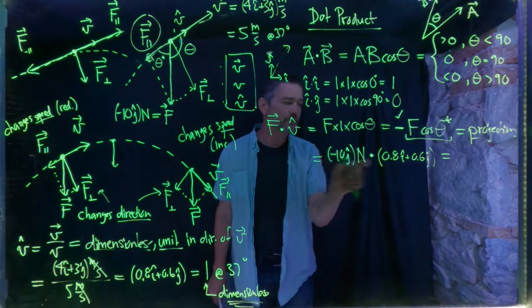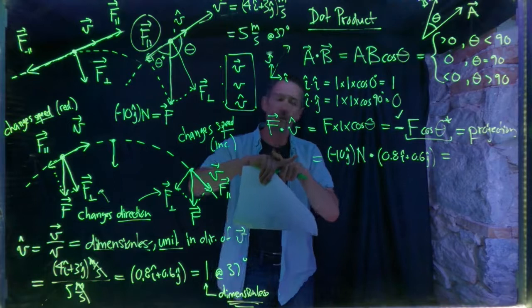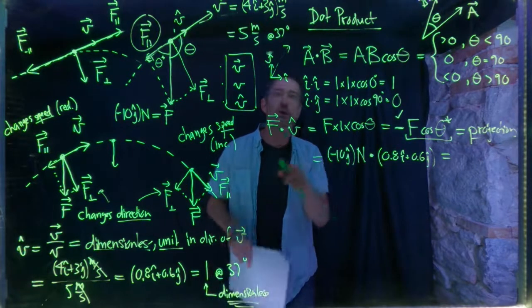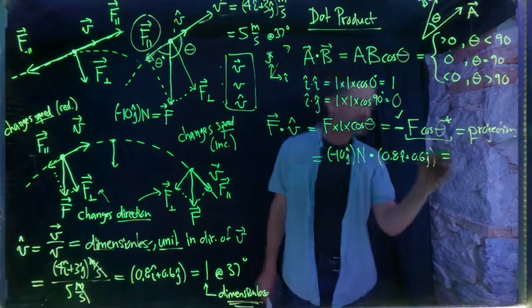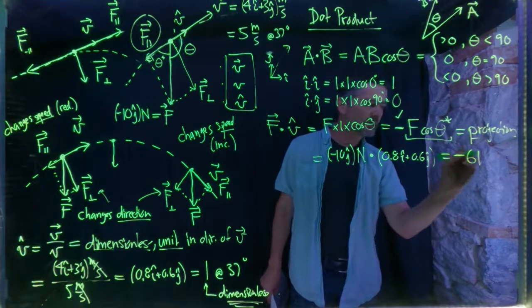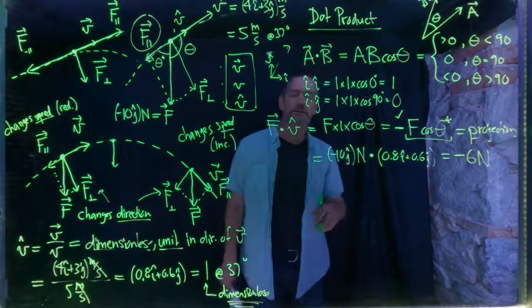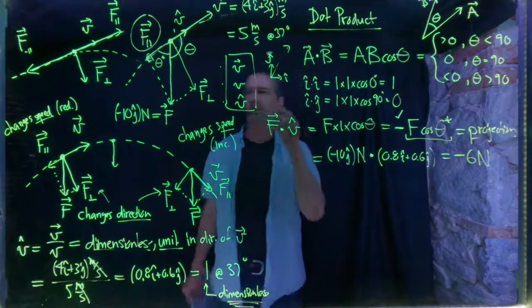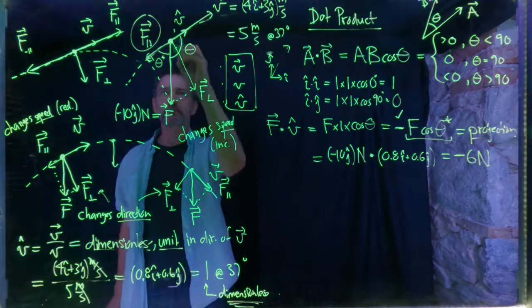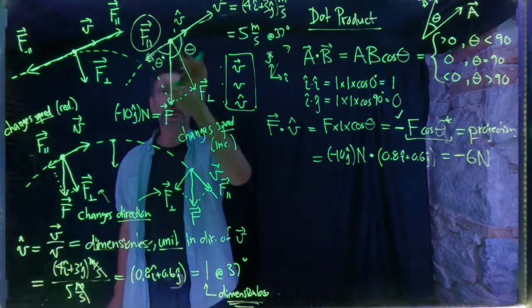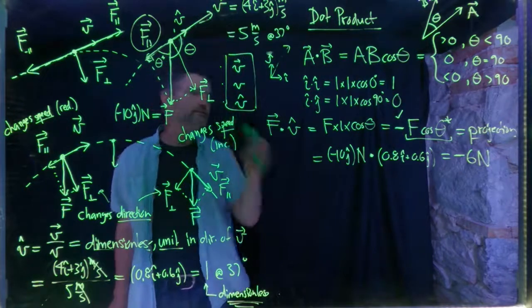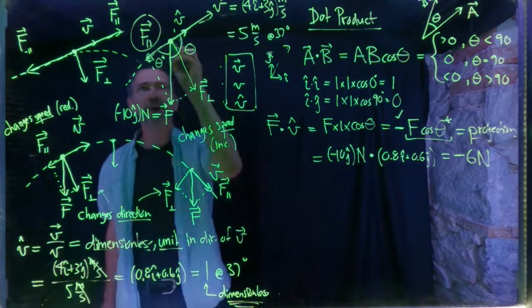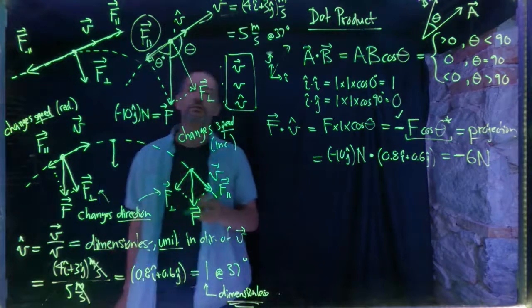And so now you can work this out term by term. j hat dot i hat, oh, they're perpendicular, that's 0. j hat dot j hat, well, that's just 1. And so what you get is negative 10 times 0.6, which is negative 6, and the units are newtons. So this tells you that the force F has a magnitude of 10 straight down, but its projection onto the direction of the velocity is negative 6 newtons. So this is a magnitude of 6 opposite to the direction of the velocity.